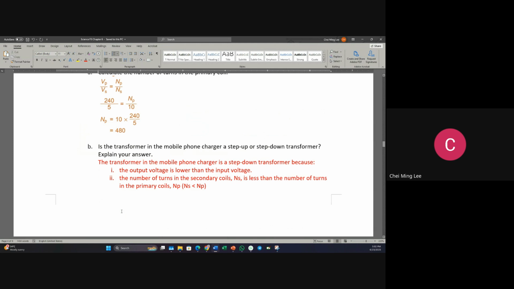Okay, now, is the transformer in the mobile phone charger a step-up or step-down transformer? And then explain the answer. The transformer in the mobile phone charger is a step-down transformer. Why? Because the output voltage is lower than the input voltage, and the number of turns in the secondary coil is less than the number of turns in the primary coil. Something like that.